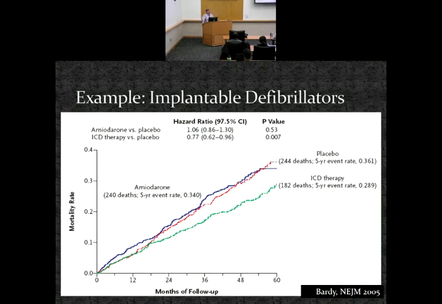This trial in 2005 or 2006 in the New England Journal was for primary prevention. They enrolled a large number of patients who just had heart failure and who were at risk for sudden death, but didn't actually have a previous arrhythmia. They randomized them to placebo or the ICD. You can ignore the blue line. At the time they started the trial in the late 90s, there was a question of whether antiarrhythmics are as good as the ICD. And you can see they're not. They're as good as placebo.